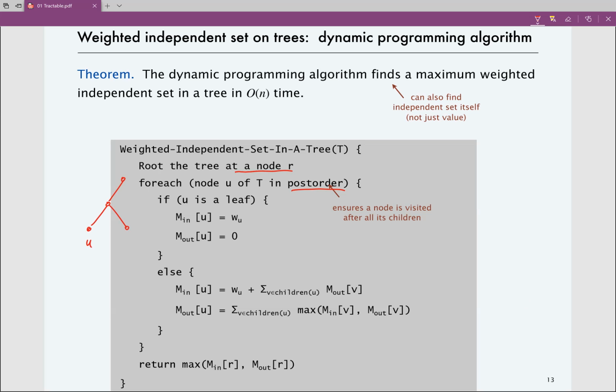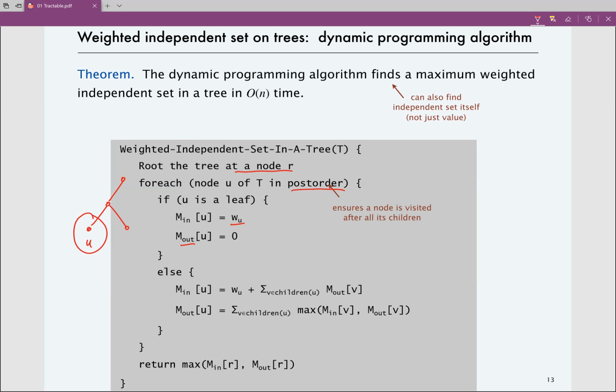And so here, if we choose to include U, then we simply get a weight of WU. If we do not include U, then we get a weight of 0. So the M in and M out values for U are easy to compute: just WU or 0.